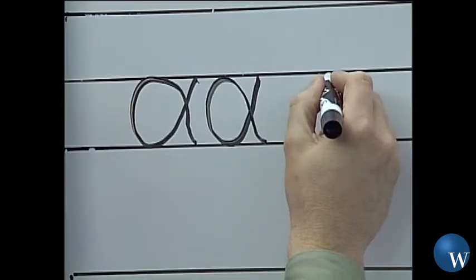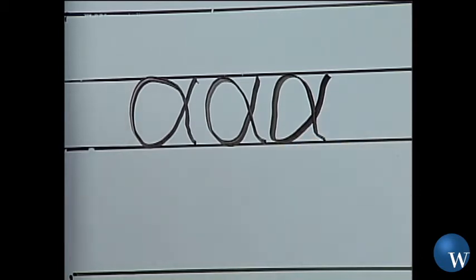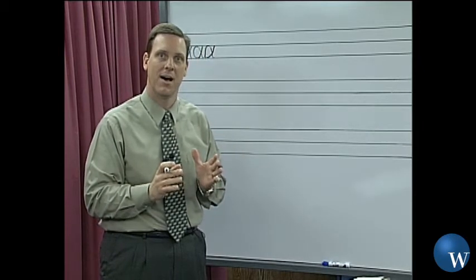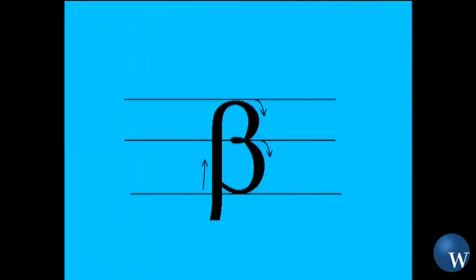Start right here. Come back around like that, alpha, alpha. All right, now practice that several times and say that sound, ah, ah. All right, look at it on the screen one more time. There it is. If you needed a little bit more instruction about how to follow that through and make that letter. Okay, let's go to the next letter.